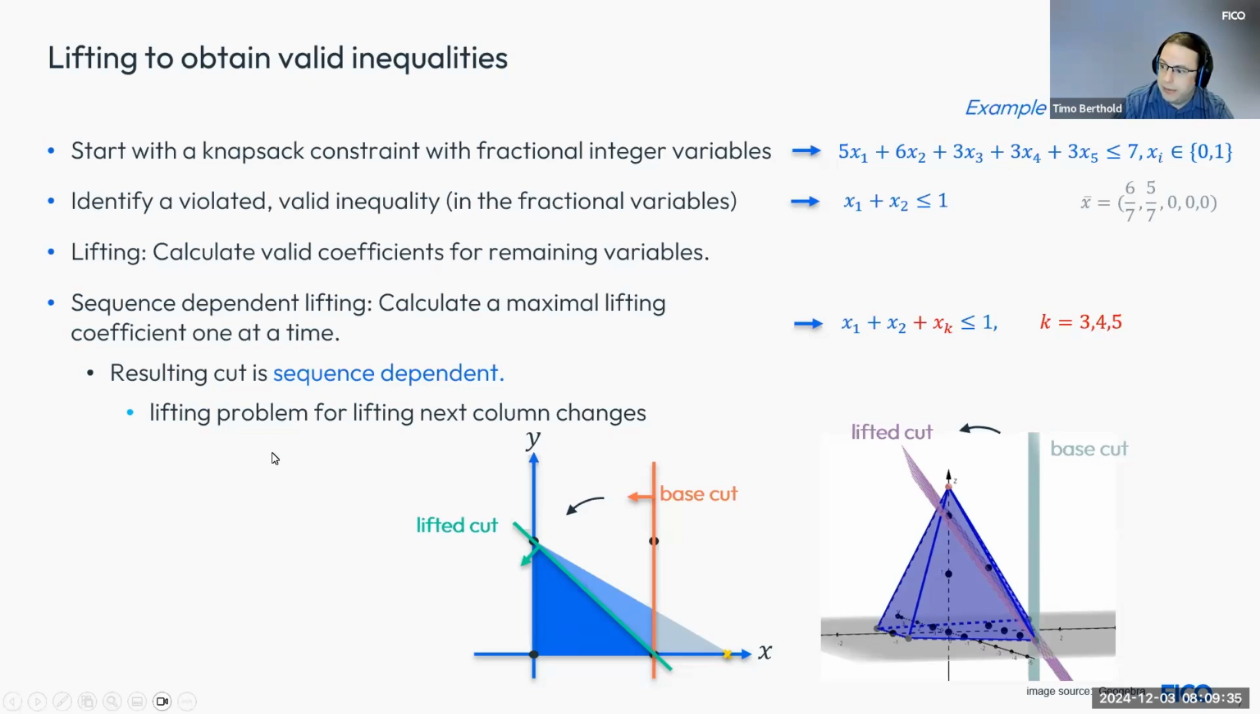The procedure of lifting, by the way, is also illustrated here on the bottom of the picture. So you see here a cut that's defined only on a single variable. And once you start adding a second variable into it, you tilt that cut and get a stronger inequality that cuts off more of the polyhedron. And here the same thing in 3 dimensions. You start with a cut that's defined on 2 variables, like this one, and add a third variable into it, thereby getting a lifted cut.